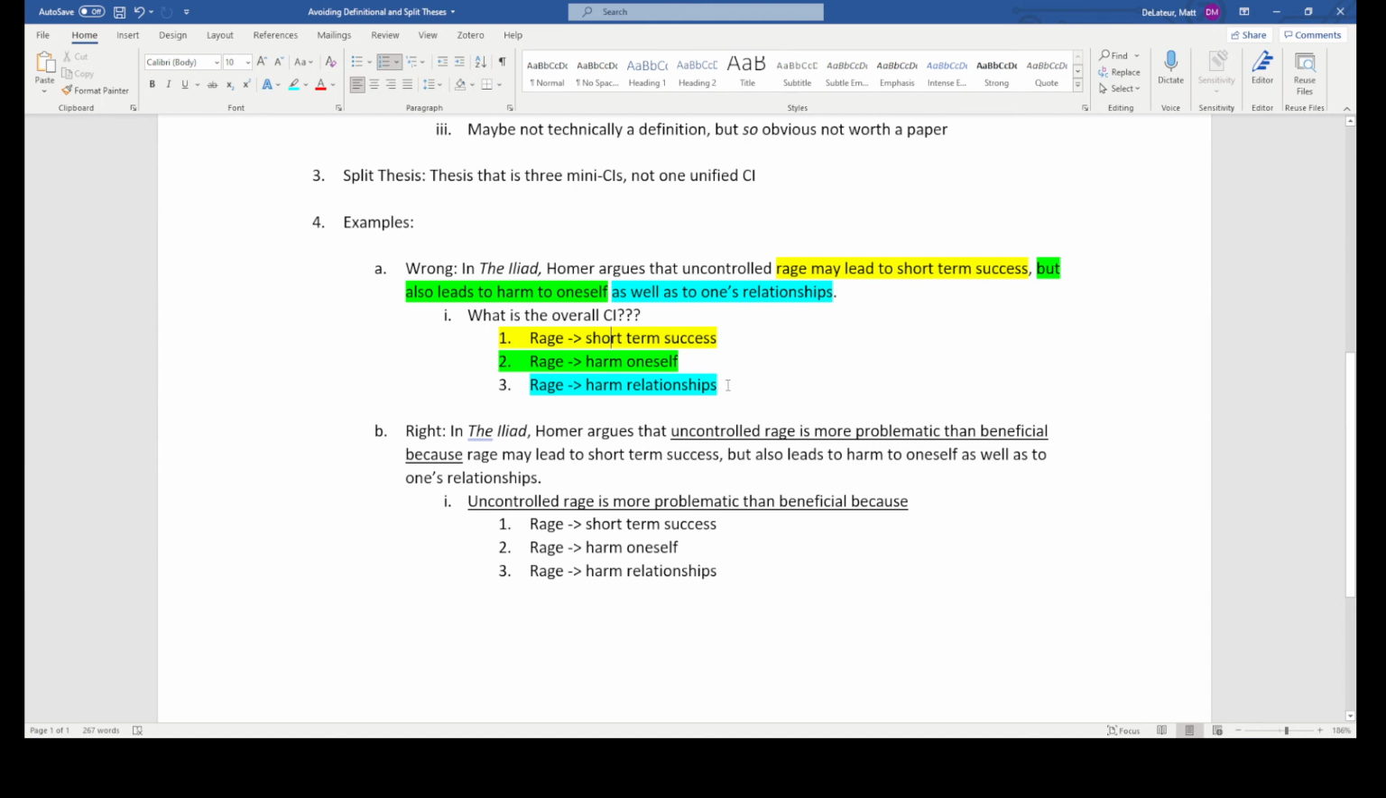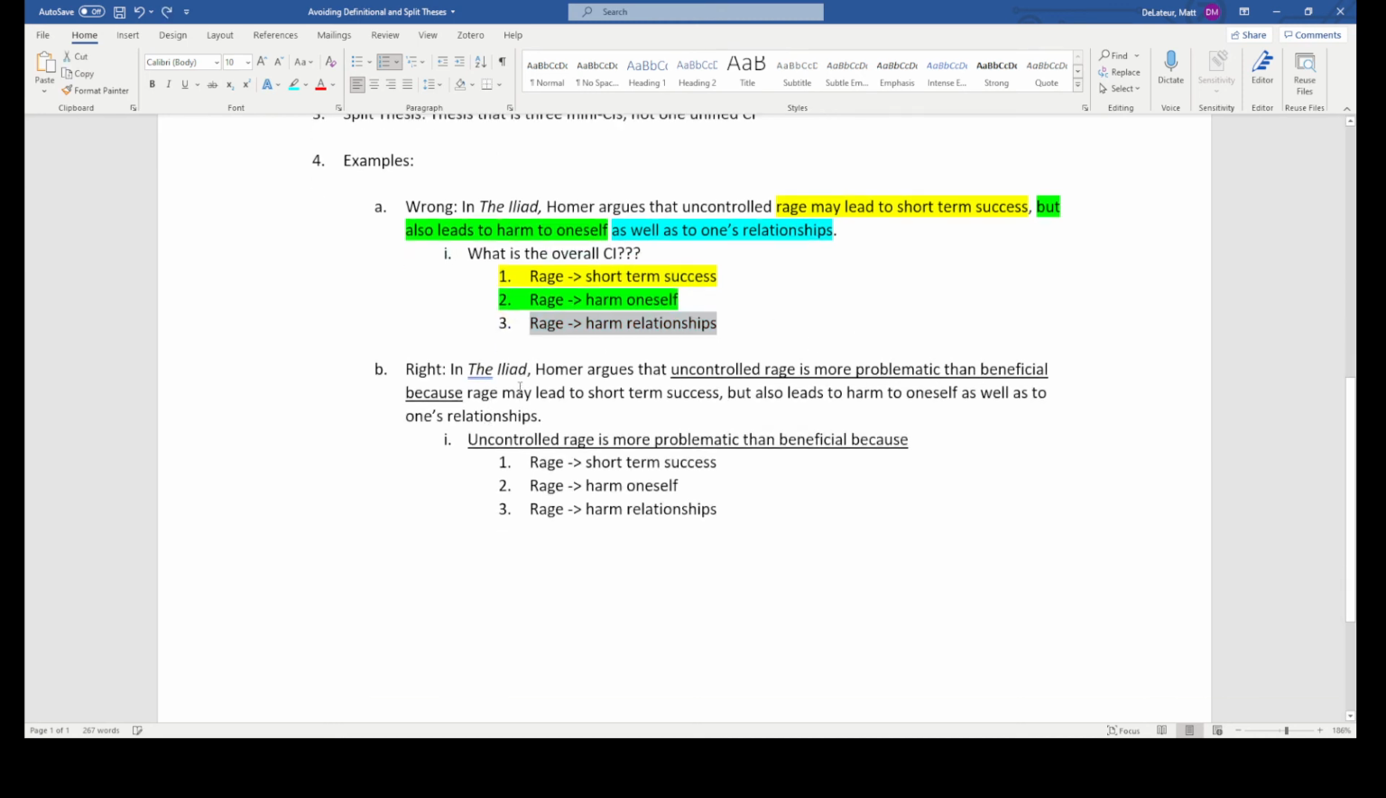That's not really how it works. The point is not to create three causal claims. It's to show that you can prove a central idea and develop it in different directions. So it's about tying everything together. So let's take a look at our fixed example down here, where once we clean stuff up, we get to, in the Iliad, Homer argues that uncontrolled rage is more problematic than beneficial because. So that's a value judgment and a claim of comparison, right? It's saying that something is problematic and more problematic than beneficial. So that's a centralizing claim.